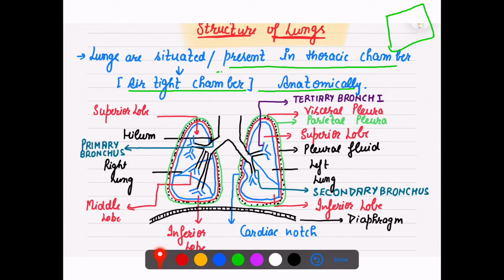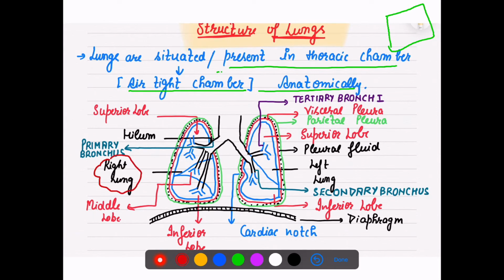Now let's talk about the structure of lungs one by one. We discussed till this point that this is our trachea. The trachea is coming, and this will branch out into the primary bronchi. So that is our primary bronchus, the first branching. Then we said this will divide further into secondary bronchi, which will enter into the lobes. This one is our right lung.